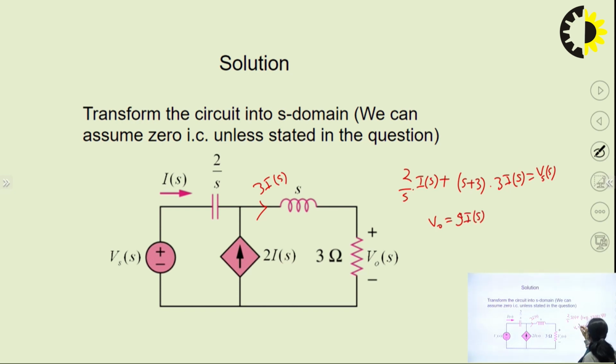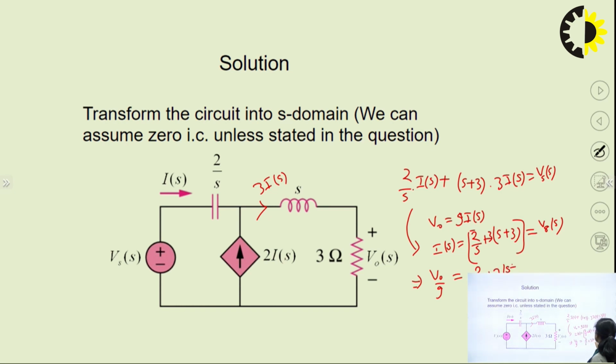So Vs is from this equation, if we take Is common, Is into 2 by S plus 3 into S plus 3 equal to Vs. Now instead of Is you can write V naught upon 9. V naught upon 9 into 2 by S plus 3 into S plus 3. So this is the equation.